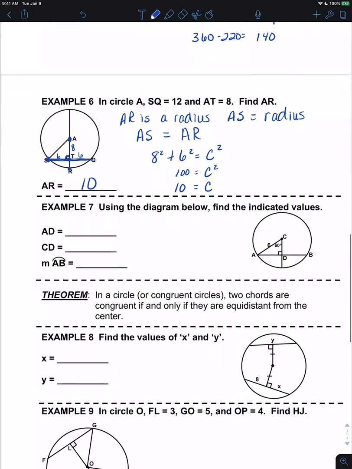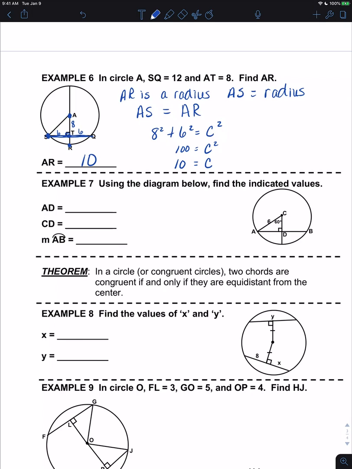All right, let's look at example 7. Using the diagram below, find our indicated values. Okay, well, we've got a 90-degree angle right here. We've got a 60-degree angle there, which means this creates a 30, 60, 90 triangle. So that rule is, remember, this is 2x, this is x, and this is x square roots of 3, across from our 90 degrees. Well, if 2x is equal to 6, we divide both sides by 2, so x is 3. Which means this side is 3, and A to D would be 3 square roots of 3.